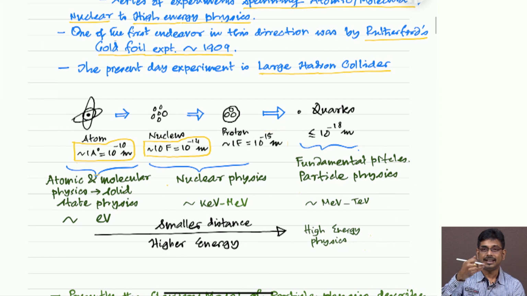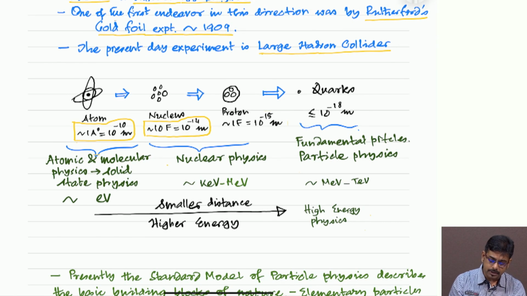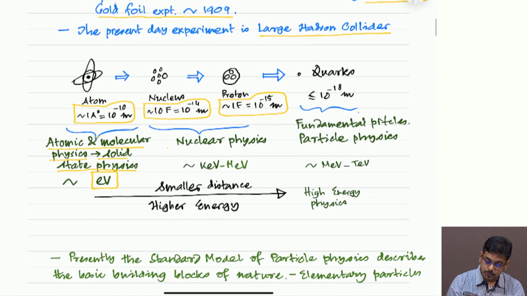Now, when we talk about the length scale, parallelly we also have to talk about the energy scale that we are probing. For example, in atomic or molecular physics, when we are probing these atomic distances, which is also called solid state physics, we essentially require an energy of the order of electron volt. When we want to know more about the nucleus, the length scale is of the order of 10 to the power minus 14 meter, and what constitutes the nucleus is the proton, for which we need to probe the length scale of the order of 10 to the power minus 15 meter. This constitutes what we call nuclear physics, and the energy scale at which this is probed is of the order of keV to MeV range.